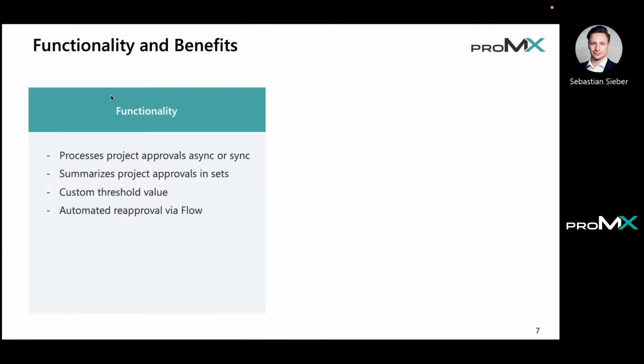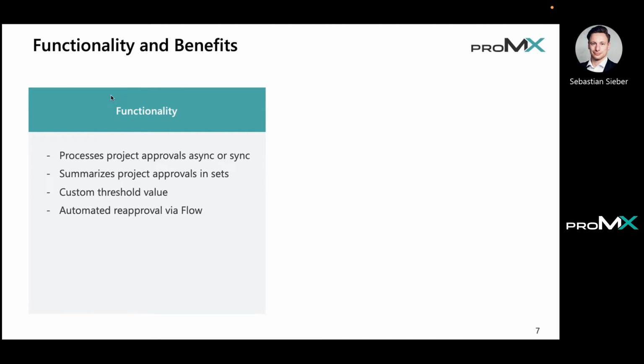So let's talk a bit about the functionality. We have the functionality that the approvals are processed asynchronously or synchronously. So we have both ways right now, basically. This depends on how many approvals are in your system, and what the process of your project managers is, if they're approving more likely at the end of the month or at the end of the week. And normally when we talk about customers, we know that it's mainly the end of the month.